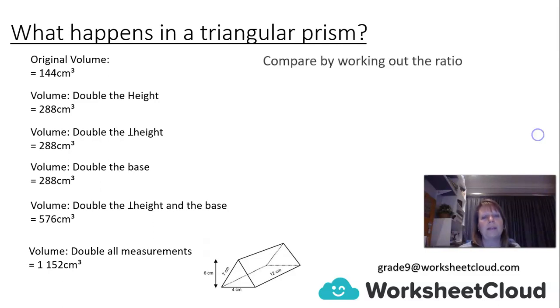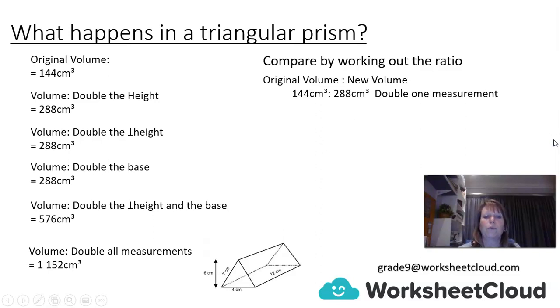Right, now there's all the measurements. Let's now compare these using the ratio. Okay, so these three we could probably just do it once because these are all the same measurements. So let's have a look. We've got our original volume to our new volume, which is 144 centimeters cubed to 288 centimeters cubed, and that was by doubling one measurement. Okay, and that is 1:2, which means when we double one measurement, our volume is doubled. Okay, it's 2 times as big or twice as big.